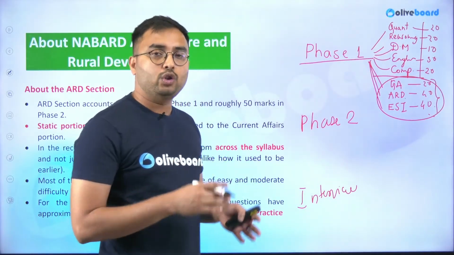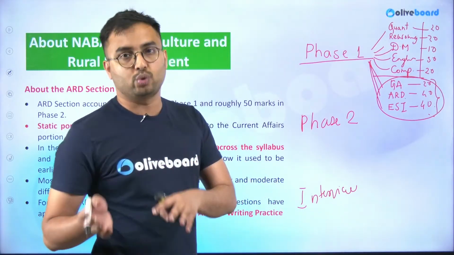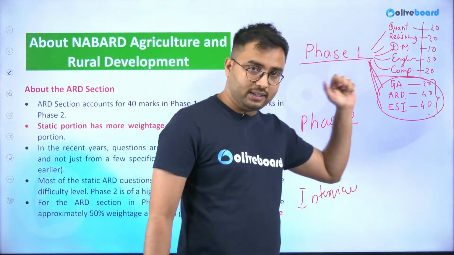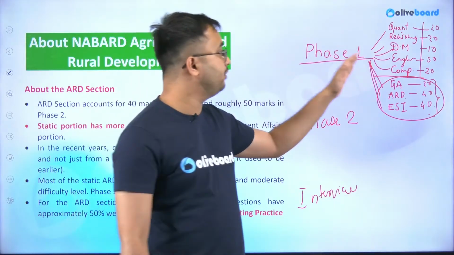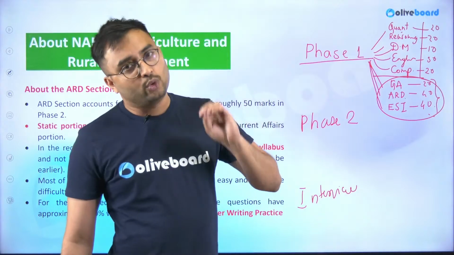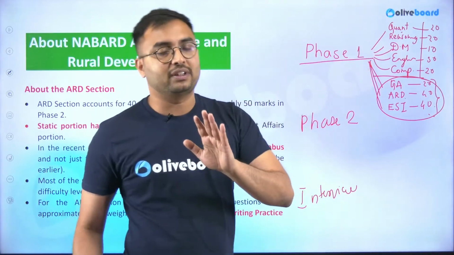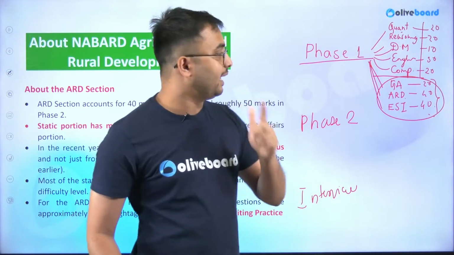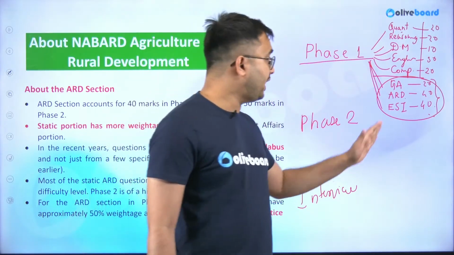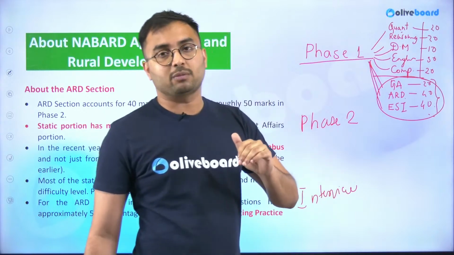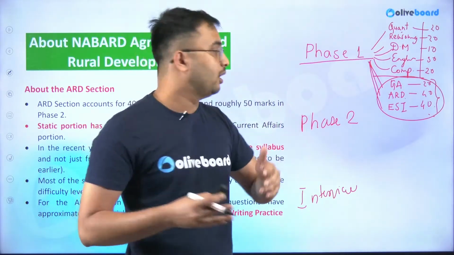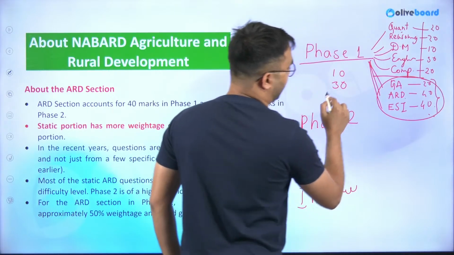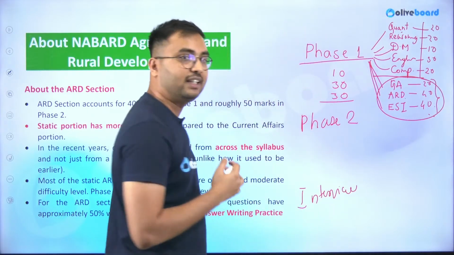It means that if you want to go from phase 1 to phase 2, you have to clear the individual quant cutoff, reasoning cutoff, decision making cutoff, English cutoff, and computer awareness cutoff. You have to just clear the bare minimum cutoff, that's it, your work is done. And then in the next 3 sections, that is GA, ARD and ESI, you not only have to clear the individual cutoffs of these subjects, but also you have to score high. For example, a student gets 10 marks in GA, 30 marks in ARD, and 30 marks in ESI, in total 70 marks.